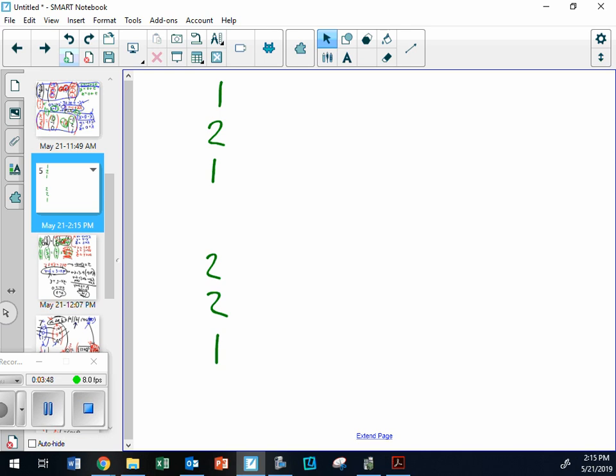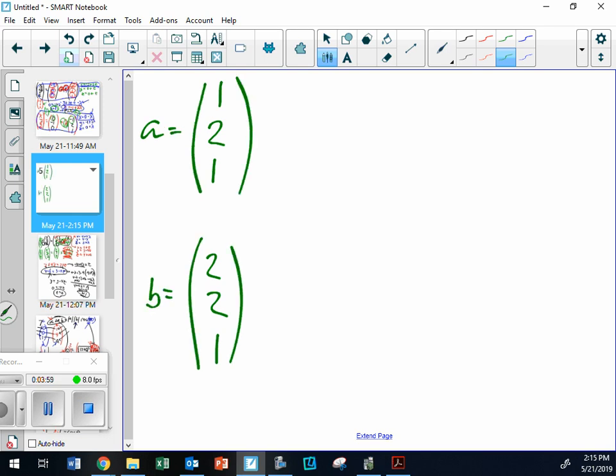Those vectors are different. We're going to call one of them vector A, and the other one's vector B. Remember, this is not like an equation for a vector because there's no starting point and no ending. It's just the direction part of the vector.